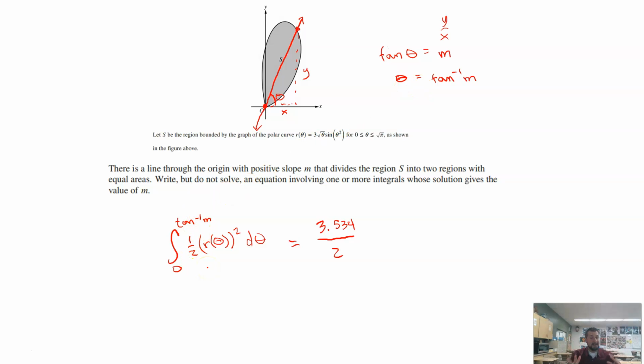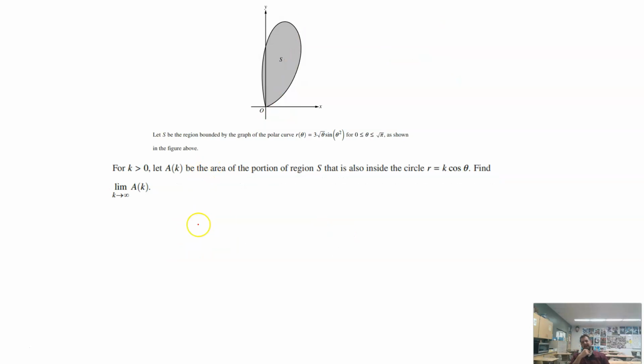Now, again, that problem was difficult. That was one of the more complicated problems I've ever seen on a polar equation until I saw this one, okay? This says, for k greater than 0, let A of k be the area of the portion of the region S that is inside the circle r equals k cosine of theta. Find the limit as k approaches infinity of A of k.